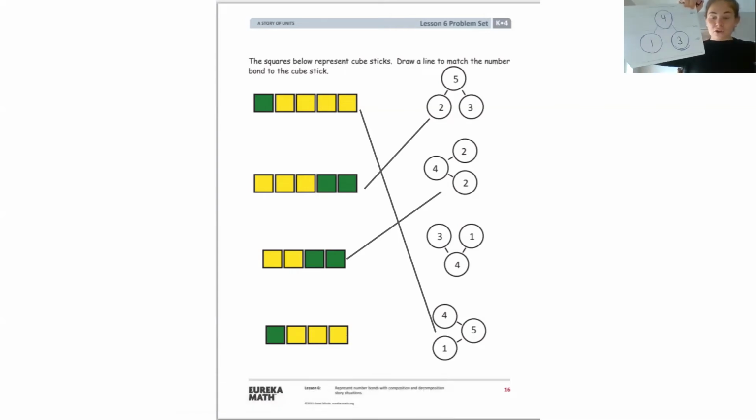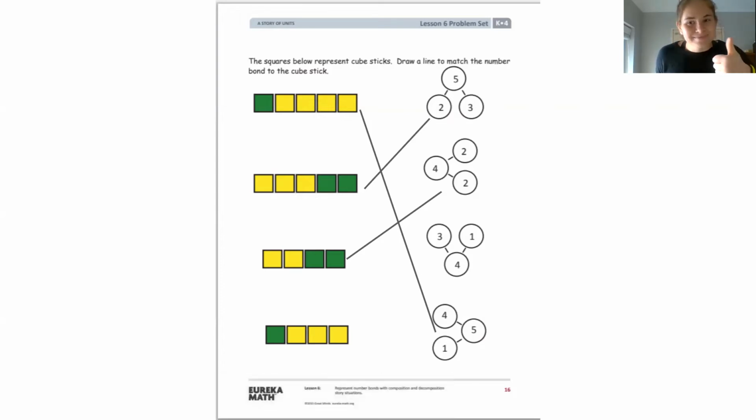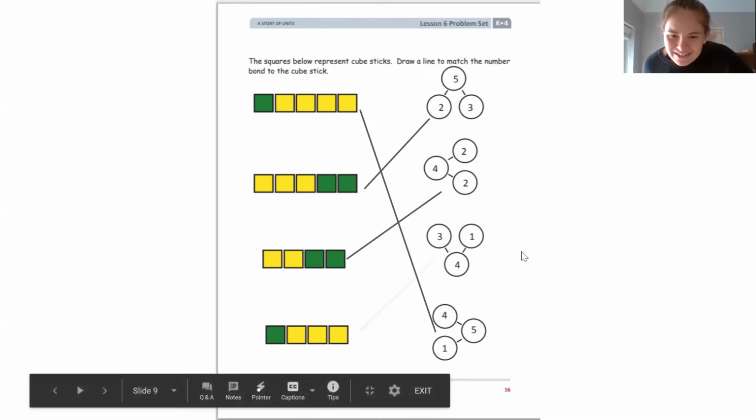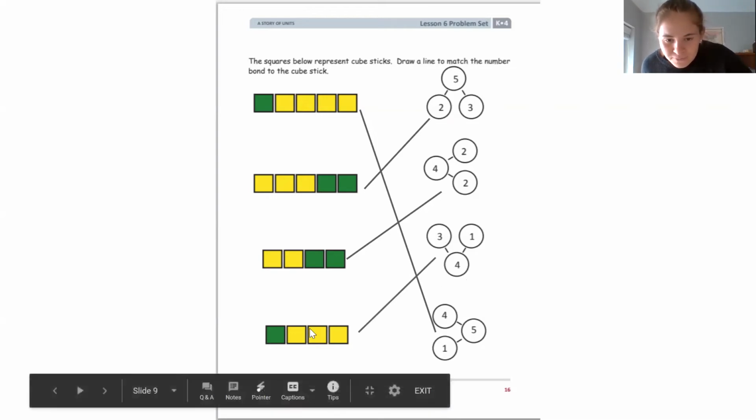Now, your job is to find the number bond that tells us what is happening with these cubes. So go ahead and match that and draw your line. Give me a thumbs up when you're there. All right, yep, that's where I drew my line too. I drew it to this number bond that says 3 and 1 makes 4 because there are 3 yellow and 1 green, and altogether makes 4 cubes.